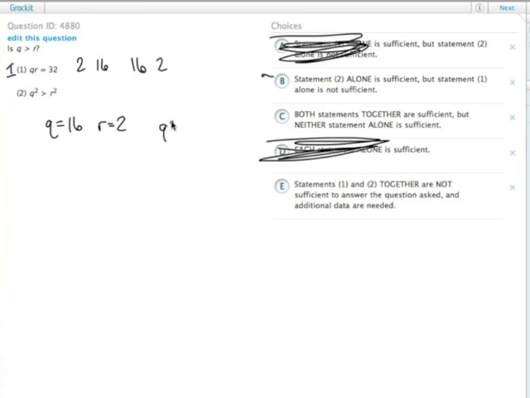If we pick Q equal to negative 16 and R equal to negative 2, here Q squared will still be greater than R squared because negative 16 squared becomes a positive number and it's the same as 16 squared. So these two sets will be equal in statement 2 because we're squaring a negative number. But in the question, Q being greater than R, definitely holds with the first set of numbers. Q is definitely not greater than R in the second set of numbers. So when the answer is sometimes yes, sometimes no, again, that statement is insufficient.